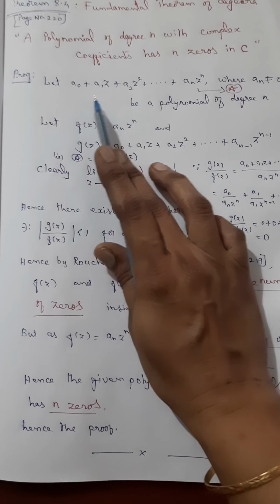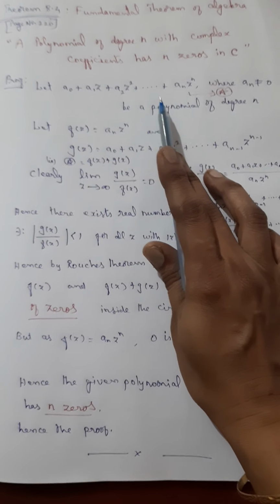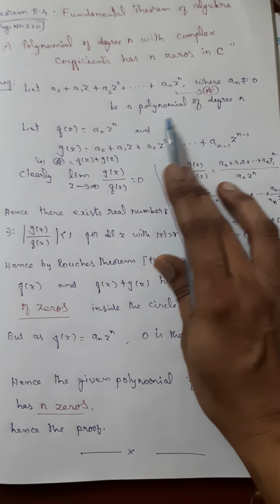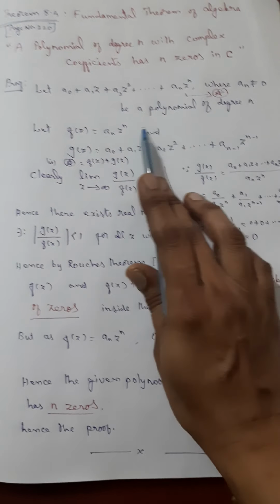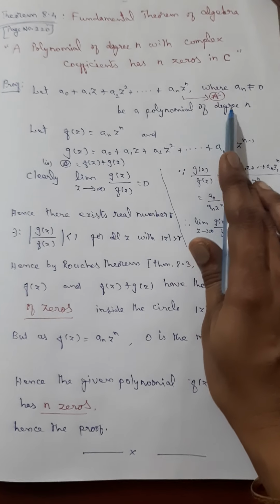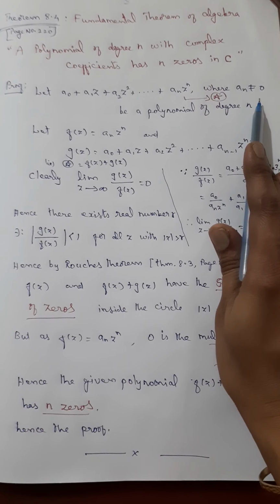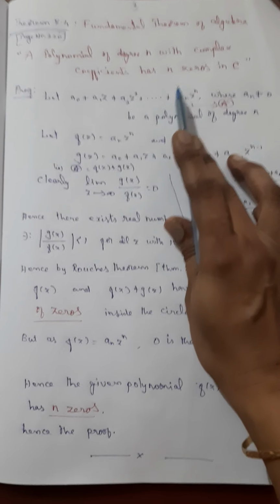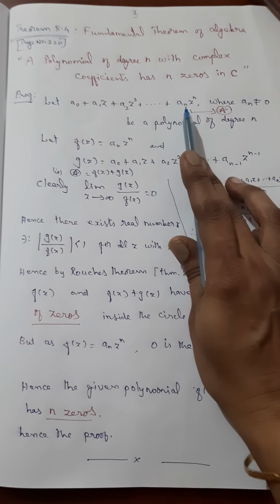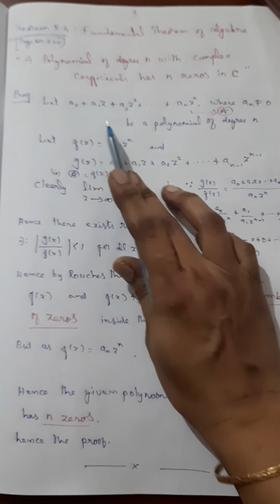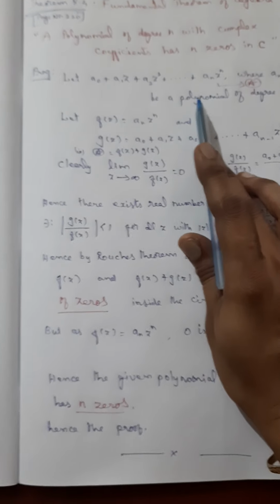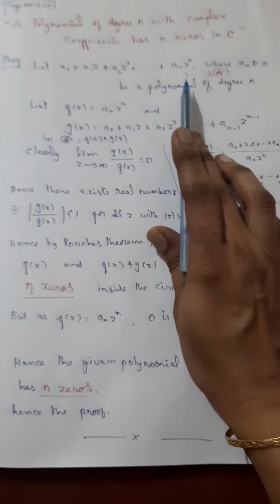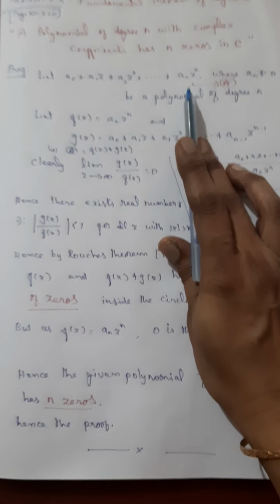Now, proof. Let a0 plus a1 z plus a2 z squared plus etc. plus an z power n, where an is not equal to 0, be a polynomial of degree n. So I have taken a polynomial of degree n. Here I have insisted that an is not equal to 0, because if an equals 0, this term will vanish and z power n will vanish. Therefore, the degree of the polynomial will be less than n. So we have insisted that an is non-zero.